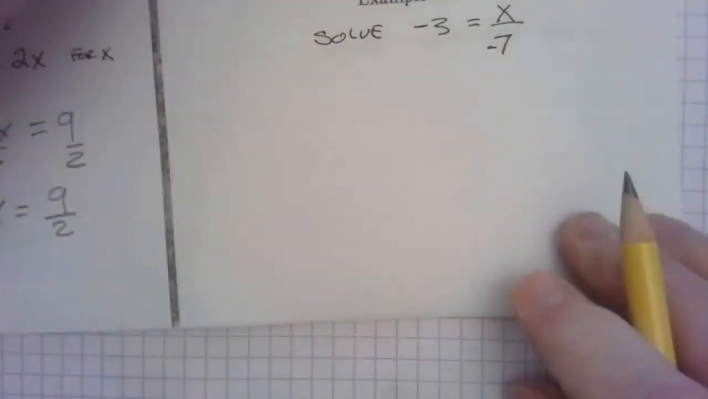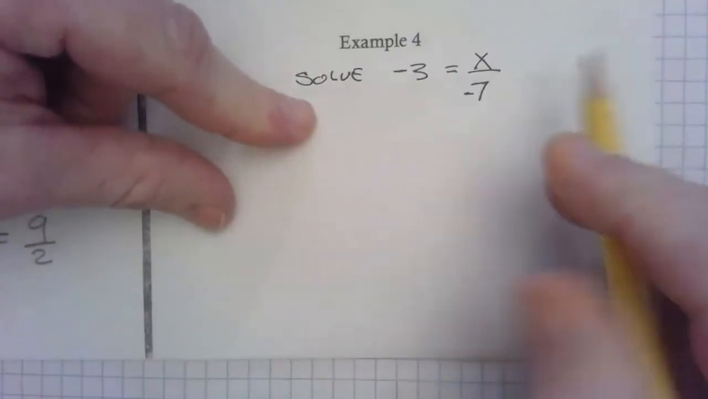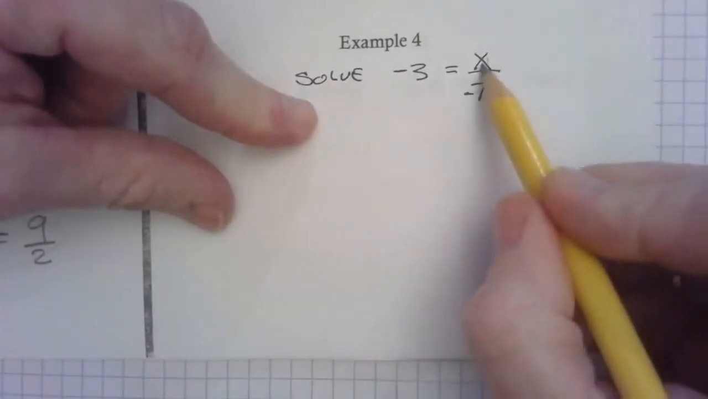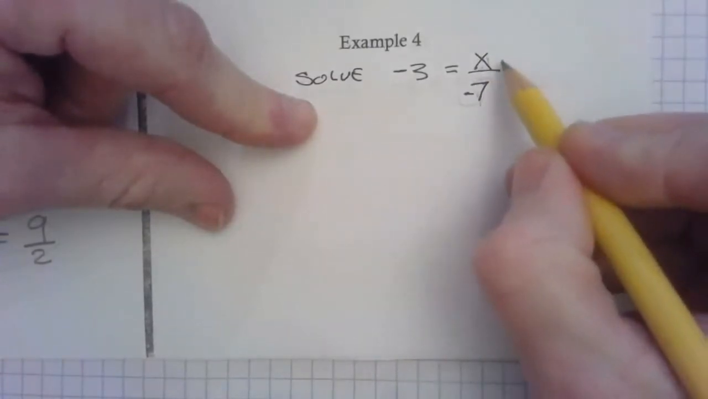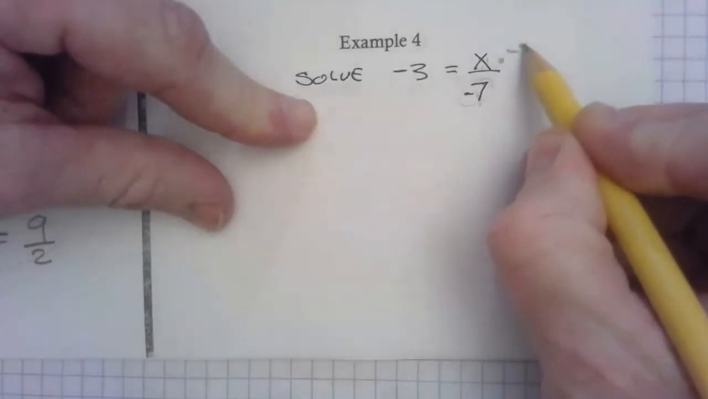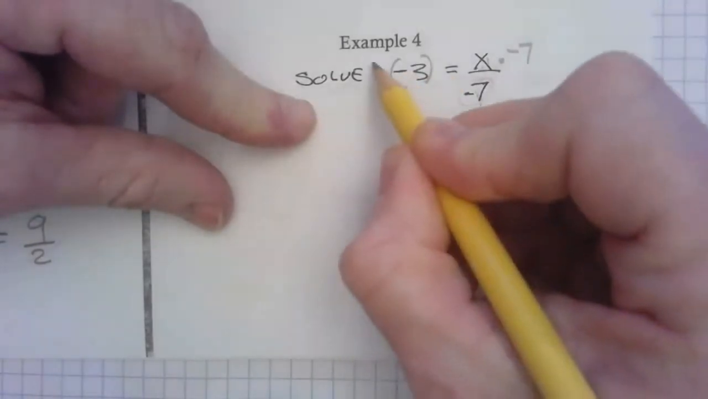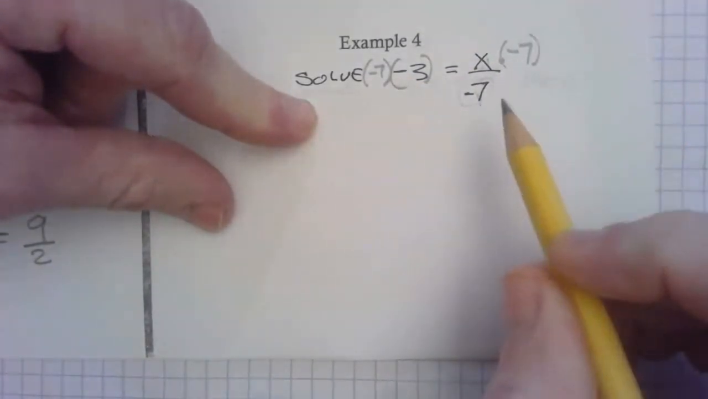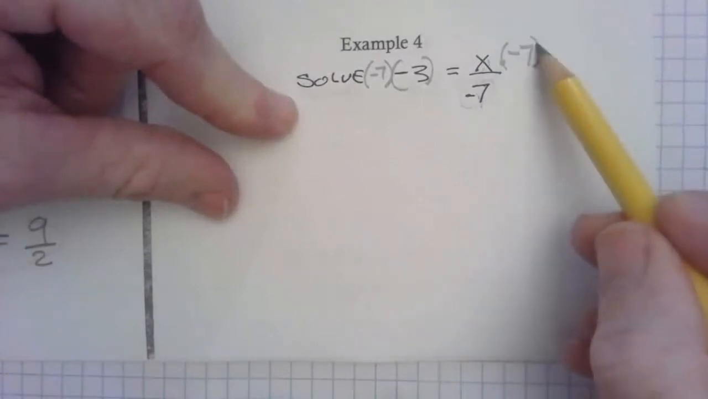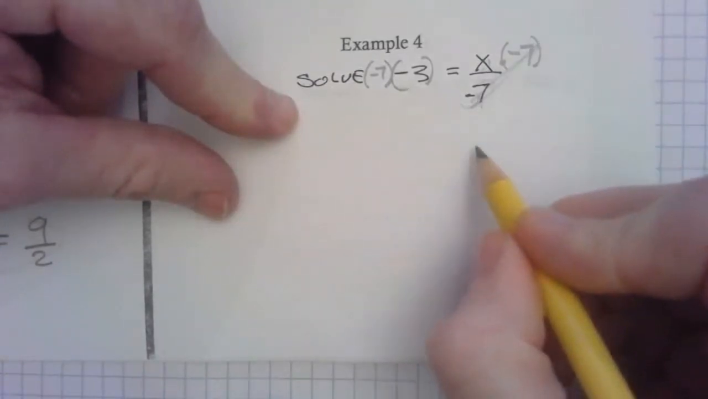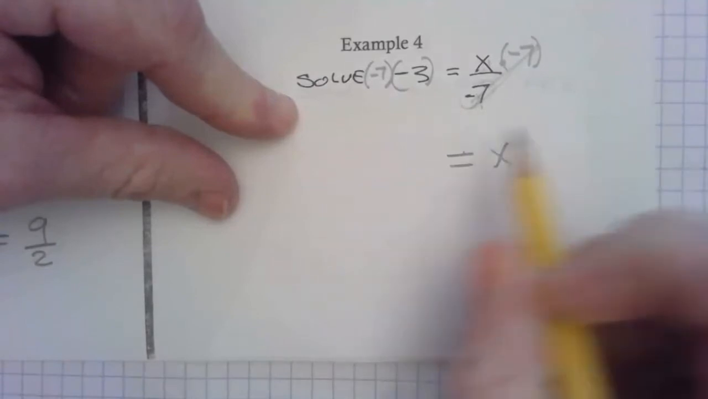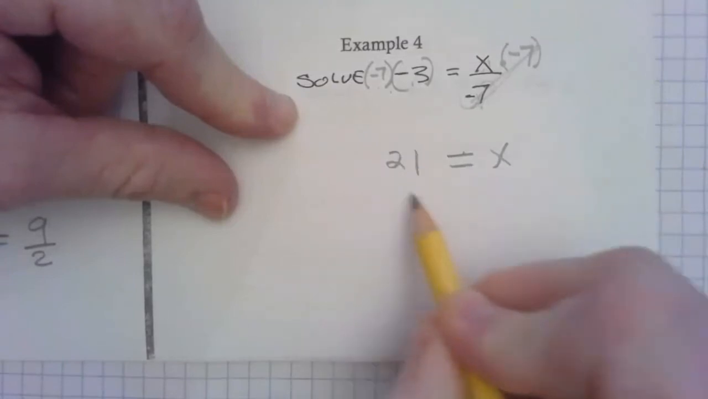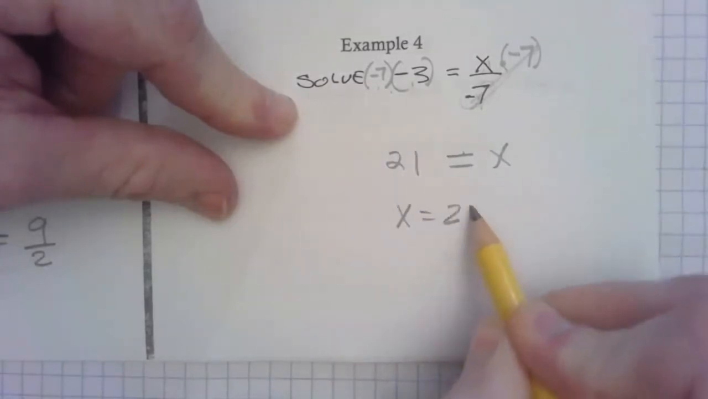Let's try this one. All right, so what we see is that x is being divided by something, so we know we need to multiply, and the thing it's being divided by is negative 7. So I multiply by negative 7 here, and I like using parentheses, actually, negative 7 over here. It just cleans it up for me. So here, these two are going to divide and make 1 anyway, so I end up with an x. Over here, I have negative 7 times negative 3, which is going to be a positive 21. So the answer here is x is equal to 21.